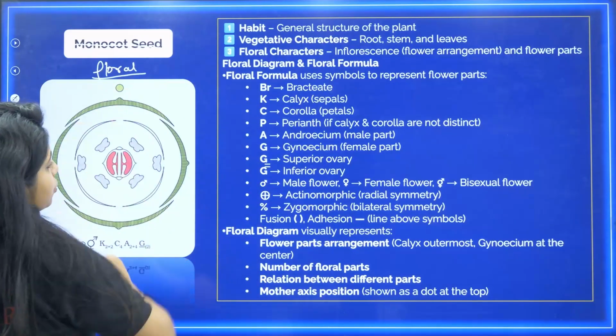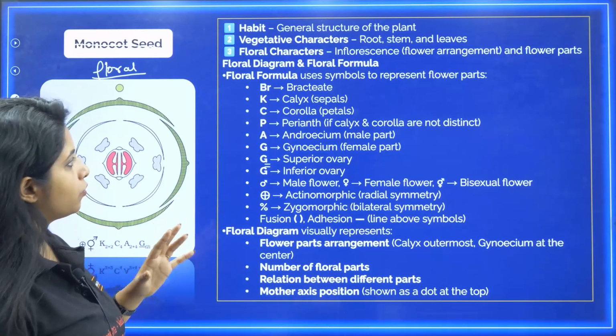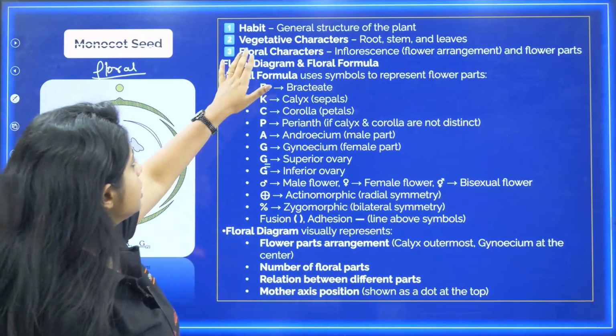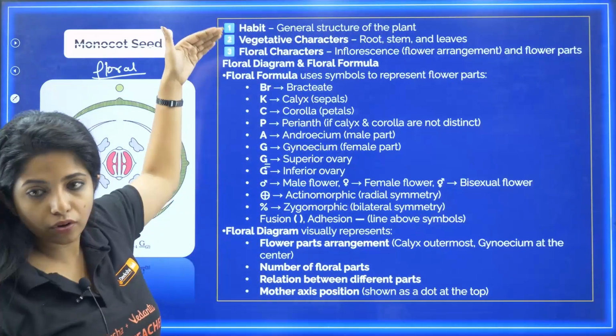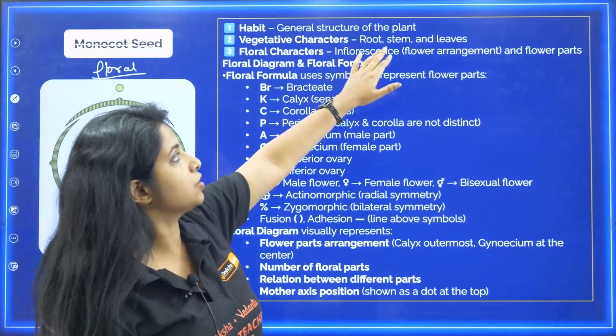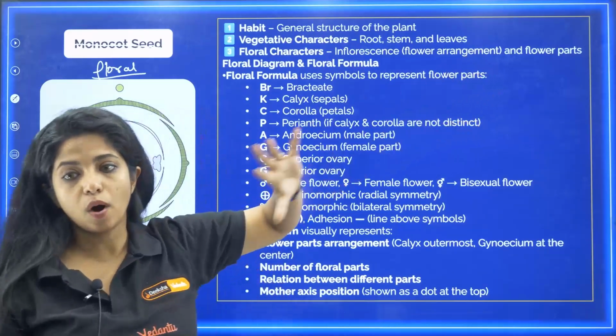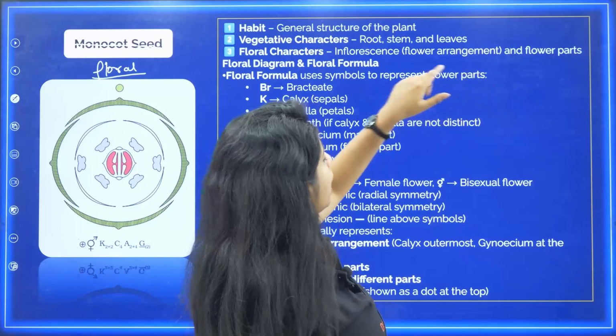Floral diagram and its representation. In a floral diagram, what do you have to take care of? First is habit, the general structure of the plant; in that order only you are going to arrange the floral formula. Second is vegetative characters such as root, stem and leaves. How are they? Third one is floral characters, inflorescence such as flower arrangement and flower parts.